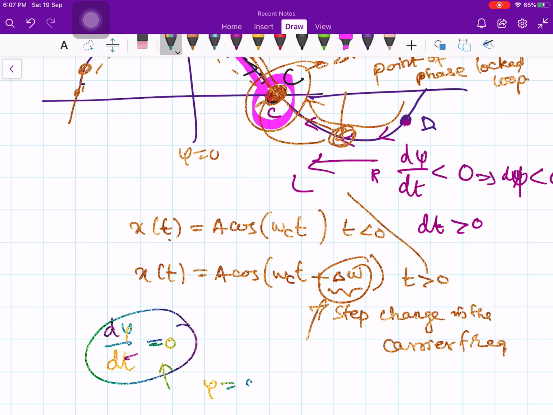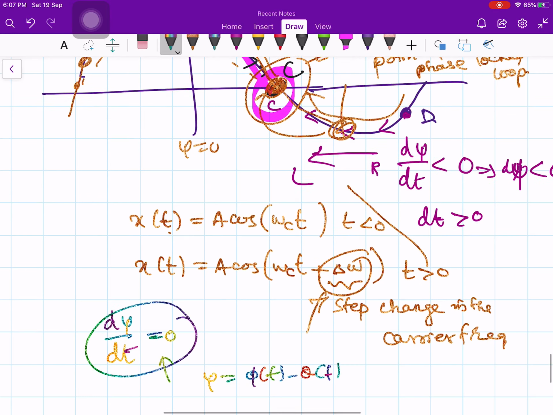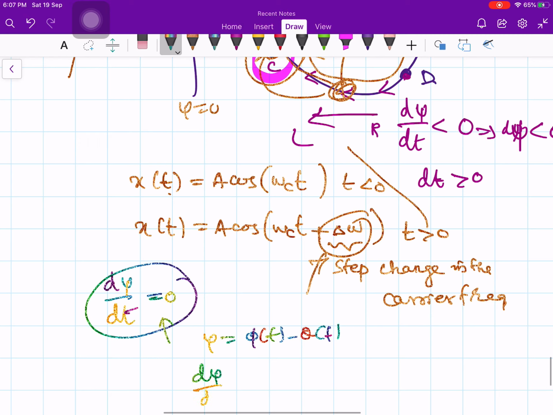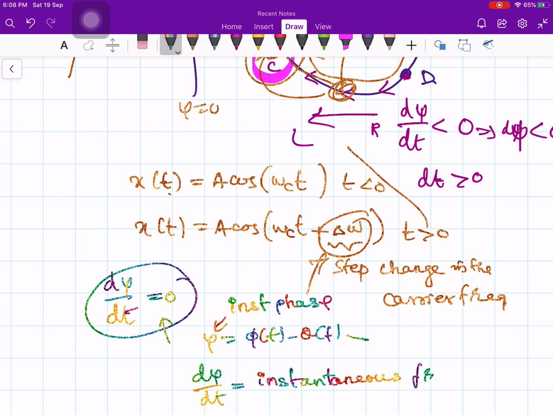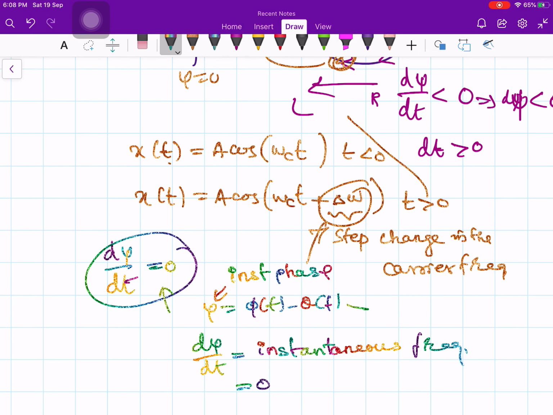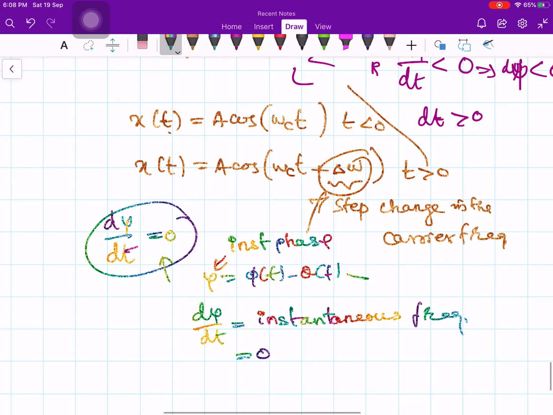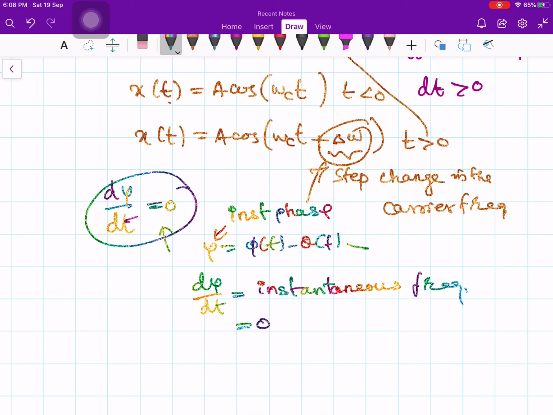Psi is phi of t minus theta of t, the instantaneous phase error. If you differentiate, d psi by dt, what does it mean? Psi is the instantaneous phase and this is the instantaneous frequency. If d psi by dt is equal to 0, that means the instantaneous frequency error will be 0. So there is no error in the frequency. If psi of t is the instantaneous phase error, then d psi by dt is the instantaneous frequency error. So the loop would have locked itself, that is, the VCO would have locked itself to the new frequency.